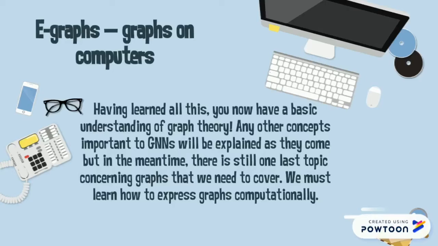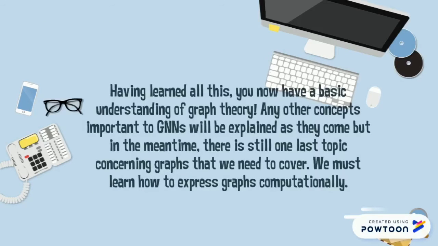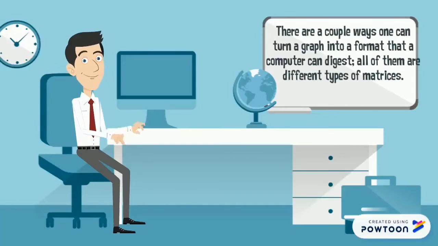Having learned all this, you now have a basic understanding of graph theory. Any other concepts important to geometry will be explained as they come, but in the meantime, there is still one last topic concerning graphs that we need to cover. We must learn how to express graphs computationally. There are a couple ways one can turn a graph into a format that a computer can digest. All of them are different types of matrices.